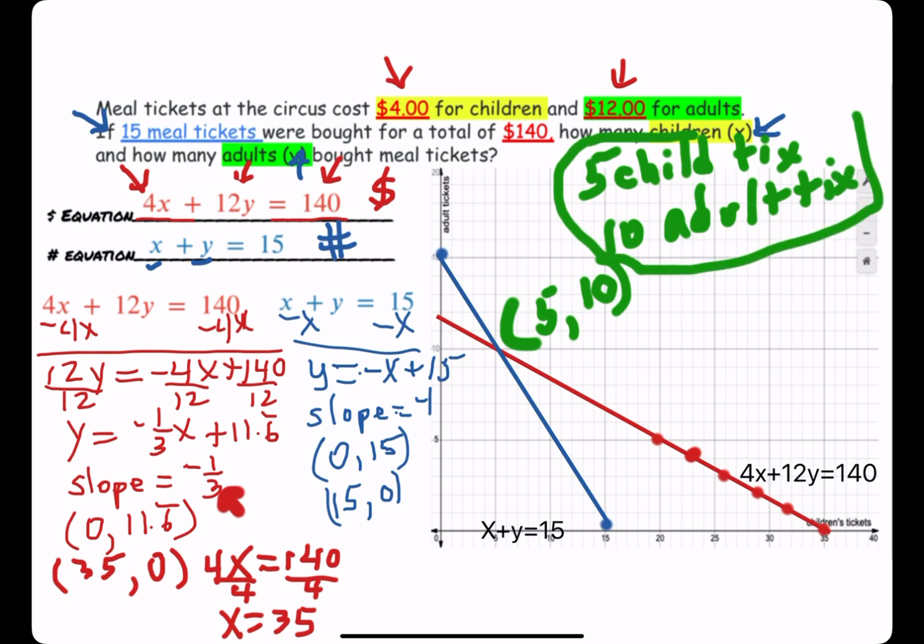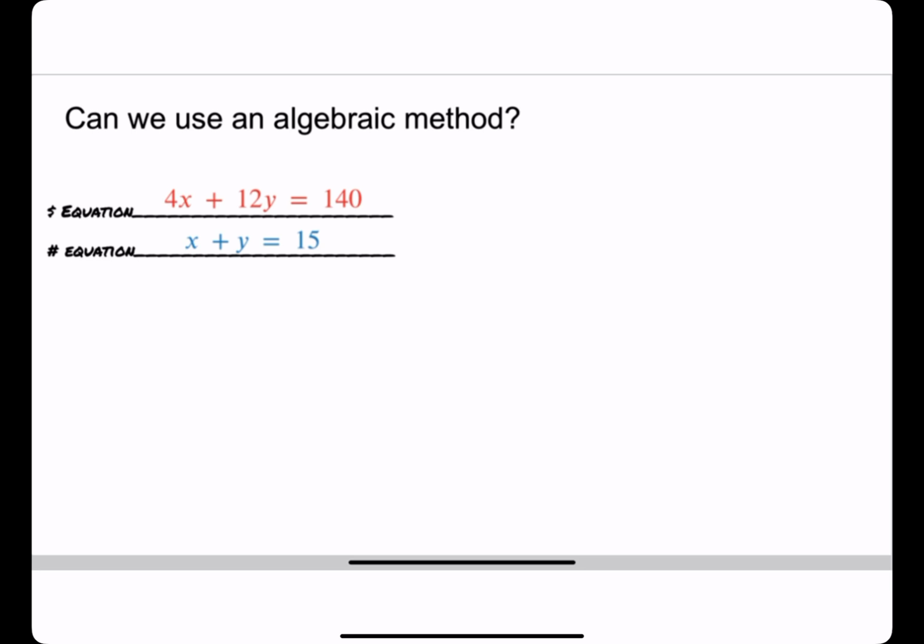Here is the answer to the question. How many child tickets, how many adult tickets were bought? 5 child tickets, 10 adult tickets. So can we use an algebraic method? Would that be easier? I think it would be.